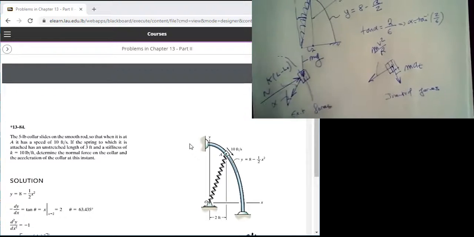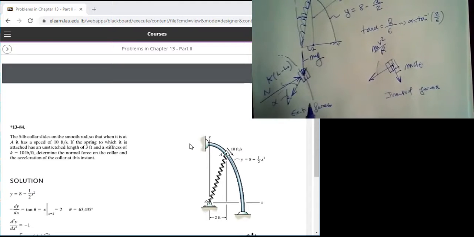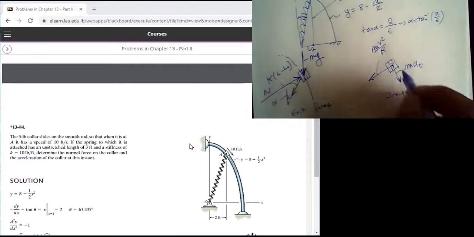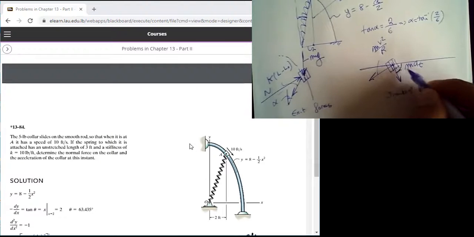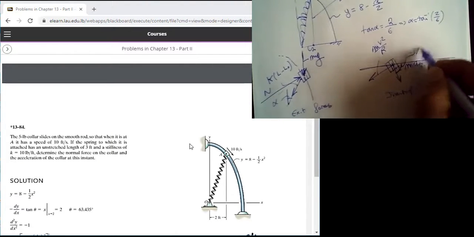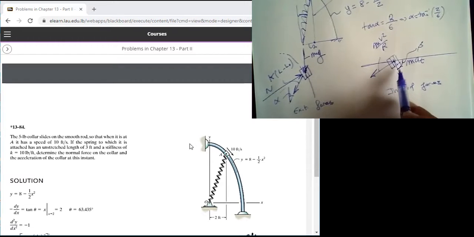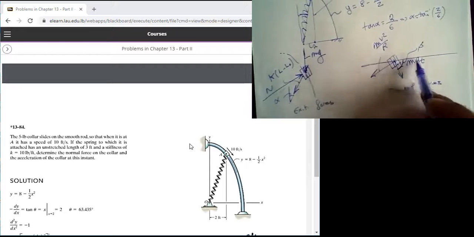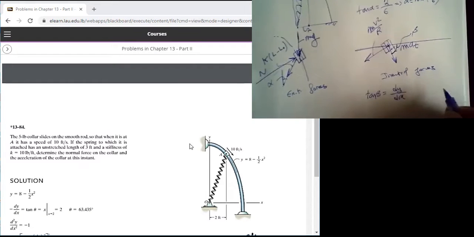How can I go from here? Can someone help me out? How can I find this angle? Sum the forces in the direction of M. It's dy over dx for x equals 2. Yep, exactly. This angle is the angle between the curve and the horizontal line, right? This is a horizontal line. We said tangent beta is equal to dy over dx, right? So beta is equal to inverse tangent of dy over dx.